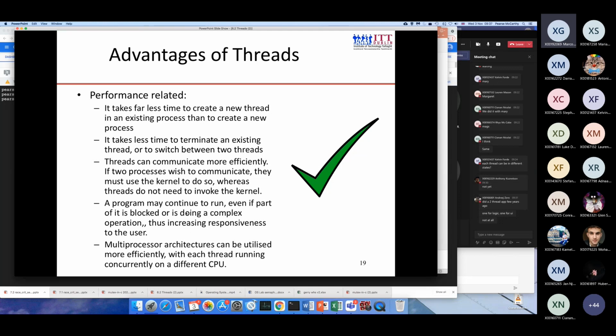Okay, so that's essentially, we're saying if you threaded it and if one part of it is waiting for I/O, then essentially you might still be able to continue if your other thread can do stuff. Whereas if you don't, it's just going to sit there while it's in the waiting state, okay? And multiprocessors can be used more efficiently, fine.